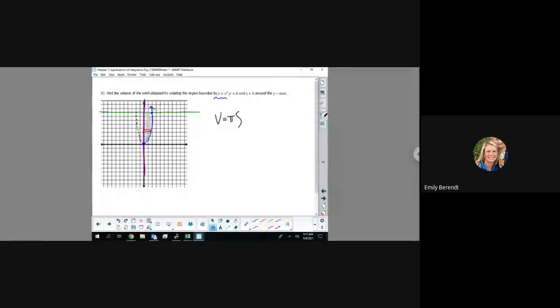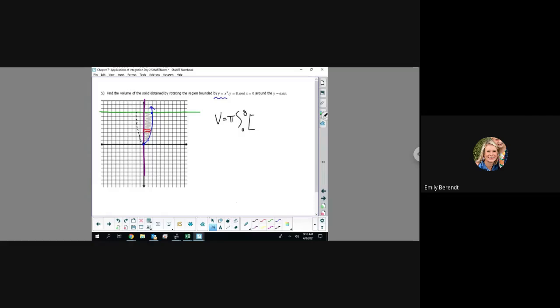So when you're spinning it around the y-axis, they want you to have a horizontal rectangle. The right side touches the cubic, the left side touches the y-axis, which has a value of 0. So when you go right minus left, you're just left with the function on the right. Pi r squared, our bounds will be what to what? Make sure you use the y bounds and not the x bounds. 0 to 8.